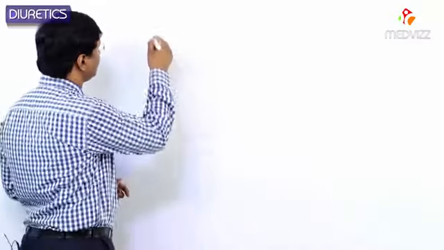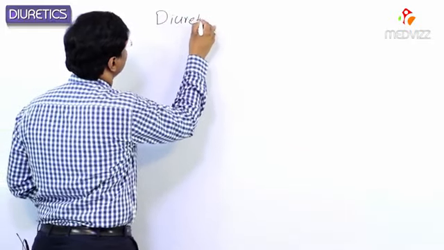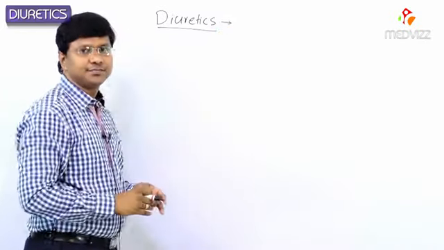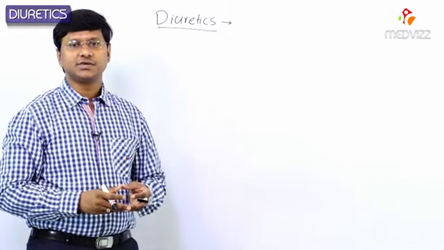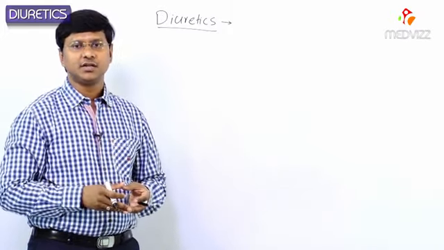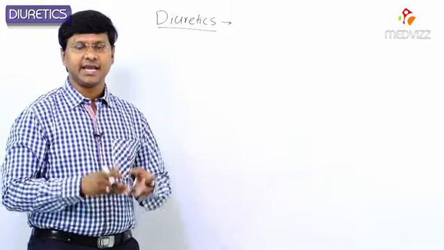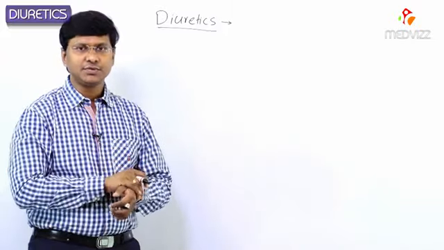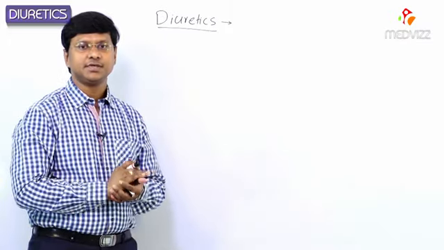So let me continue with the description of diuretics. Now, I have told you the various physiological changes that are happening at the various parts of the nephron. Now let me give you the definition of this particular diuretics.